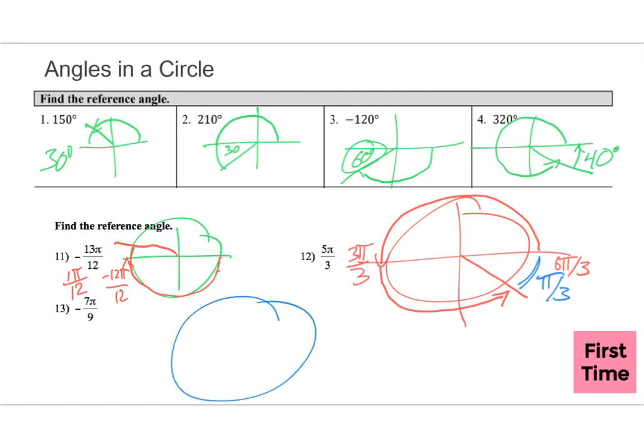And then finally, we've got negative 7 pi over 9. Again, I'm going to convert these into pi's over 9. So I'm going in the negative direction. Here would be negative 9 pi over 9. For negative 7 pi, we're not getting quite there. So it's like we're getting most of the way there, but we have 2 pi over 9 left to get from 7 to 9. That would be my reference angle there.